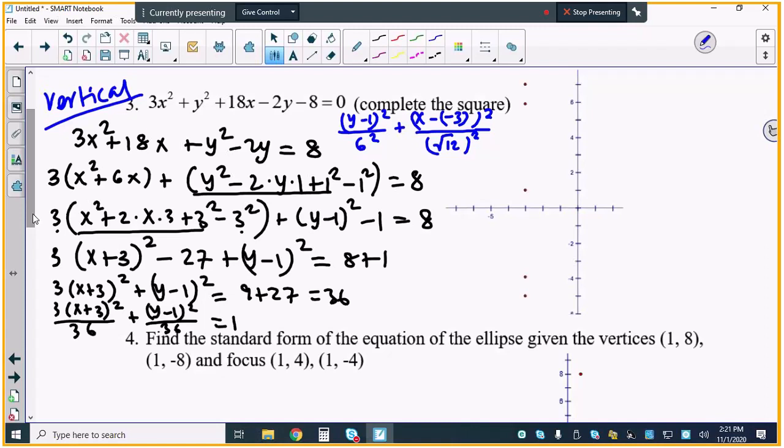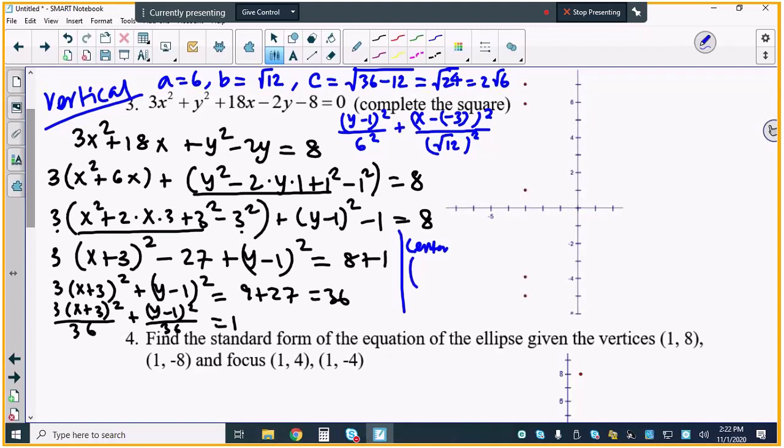So a is 6 for this ellipse. b is equal to square root of 12 for this ellipse. So c is going to be square root of a squared, which is 36, minus b squared, which is 12. So that's square root of 24, which I can write as 2 square root of 6. So that tells me that now I can talk about the center of this ellipse. And the center is going to be h comma k. So that's going to be negative 3 comma 1.